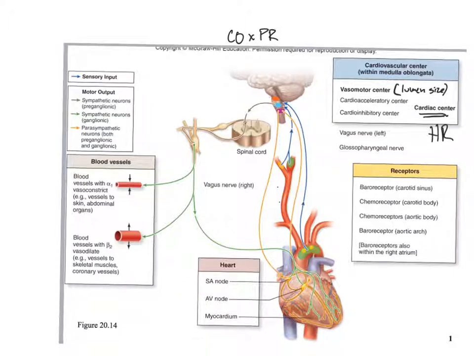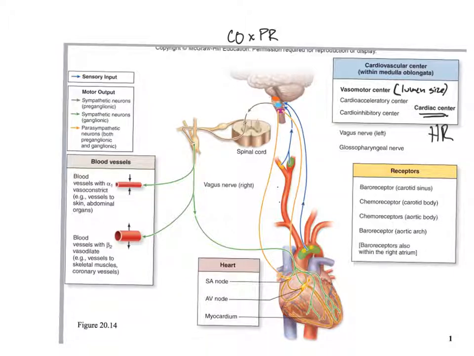Some vessels have alpha-1 receptors, some have beta receptors. Same sympathetic nervous system input, different response because of the different receptors that are there. So some vessels, when the sympathetic nervous system input arrives, will constrict, others will dilate, and that directs flow. It also changes blood pressure as well.